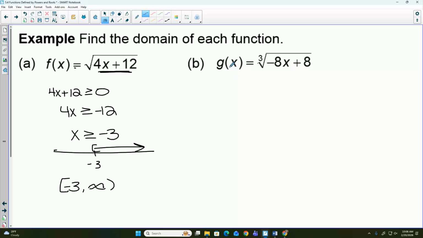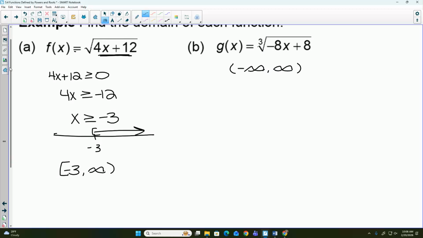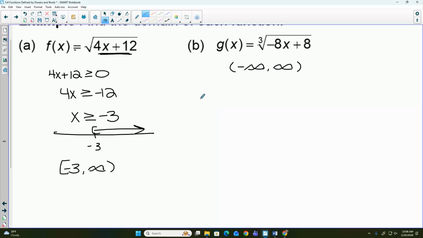All right. B, the cube root of negative 8x plus 8. If it's an odd root, what's my domain automatically? If this number outside the radical, the index, is an odd number, it's automatically negative infinity to infinity. You don't have to solve anything. I'm going to do one more.